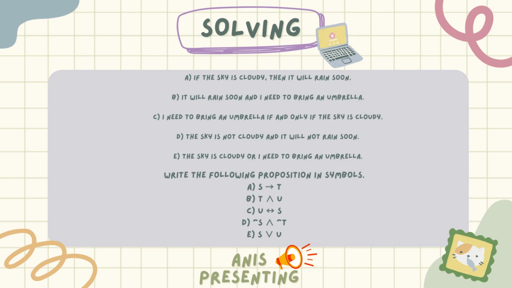For D, the sky is not cloudy and it will not rain soon. The symbol is not S and not T. For E, the sky is cloudy or I need to bring an umbrella. The symbol is S or U.